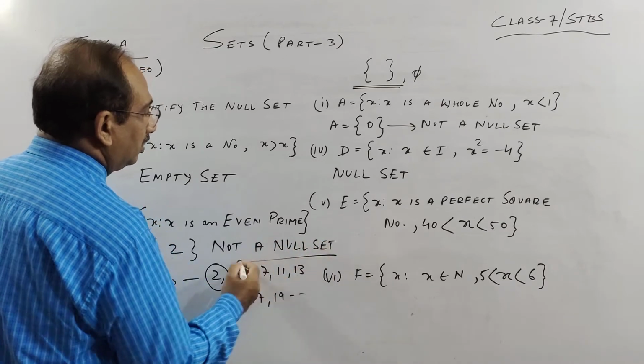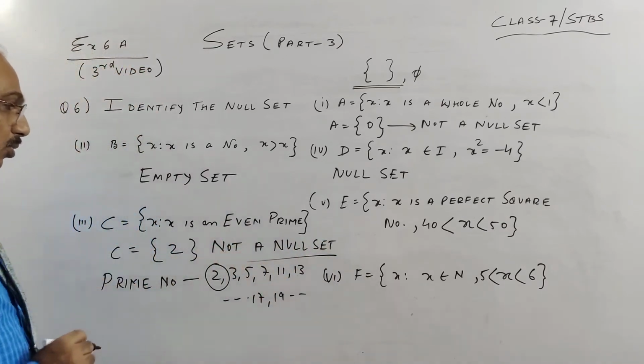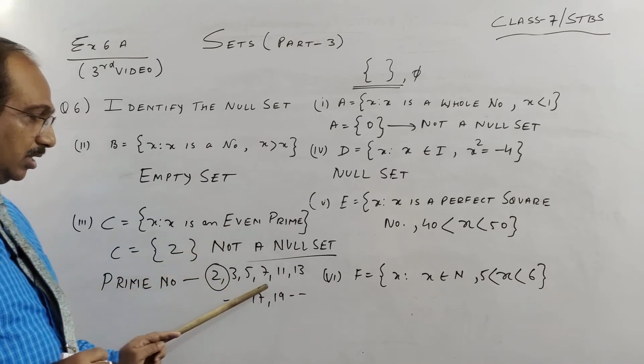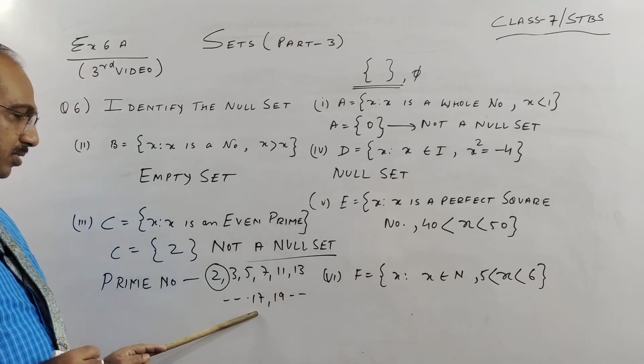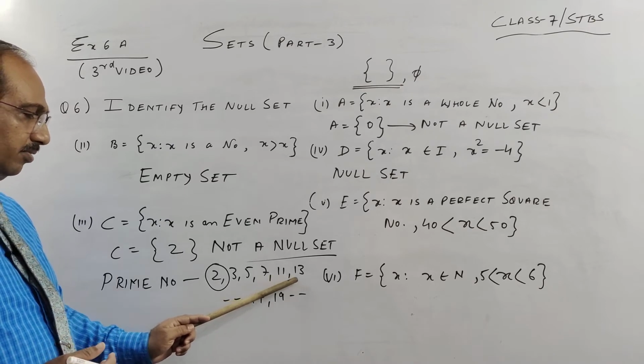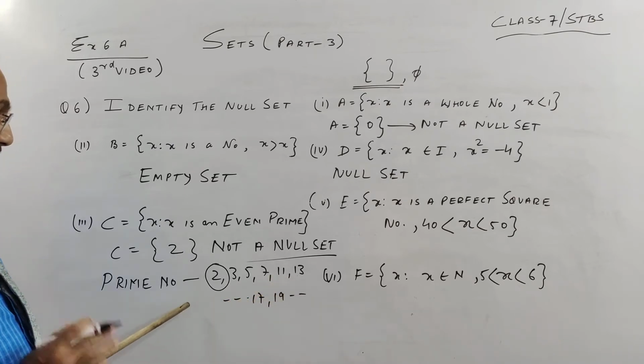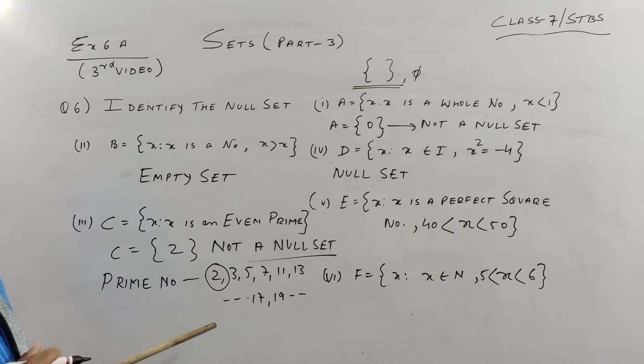Okay, this is not a null set. It has an element 2, which is the even prime number. So these are prime numbers, all are odd numbers, children. If you see, they have only 2 factors, 1 and itself. So 2 is the only even prime number.